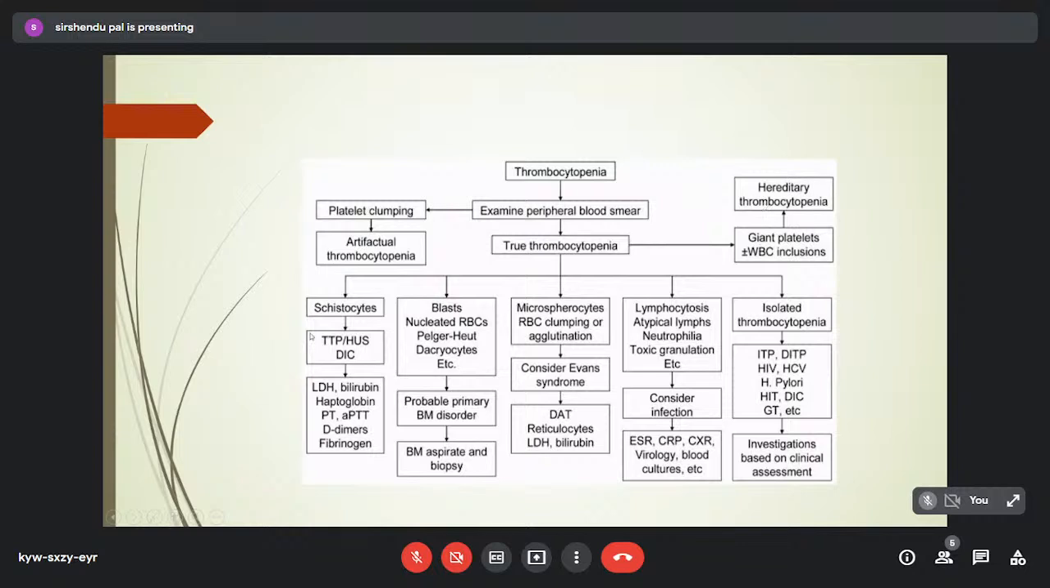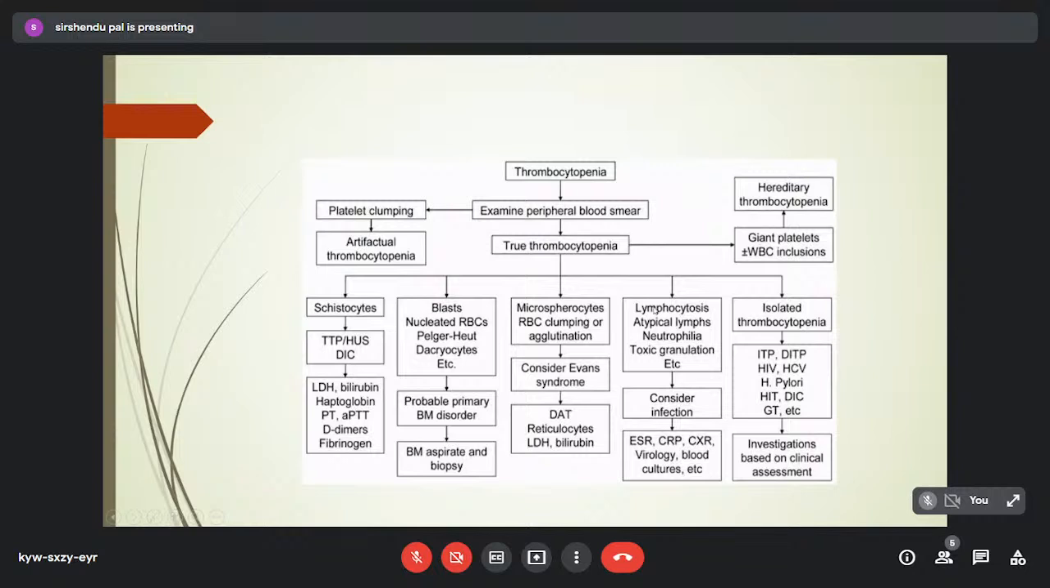Again, if the thrombocytopenia is associated with presence of schistocytes in the peripheral blood smear, we can think of TTP-HUS syndrome and DIC. Then we will go for further investigations like LDH, bilirubin, haptoglobin, PT, APTT, D-dimers, FDP, etc. If there is presence of blasts, nucleated RBCs, Pelger-Huet abnormalities of the neutrophils, dacrocytes, etc., then we will think probably it is due to a primary bone marrow disorder, and then we can go for bone marrow examination. Again, if there is presence of microspherocytes or there is presence of RBC clumping or agglutination, we can consider Evans syndrome, and then we can go for the direct agglutination test, reticulocyte count, LDH, bilirubin, etc.